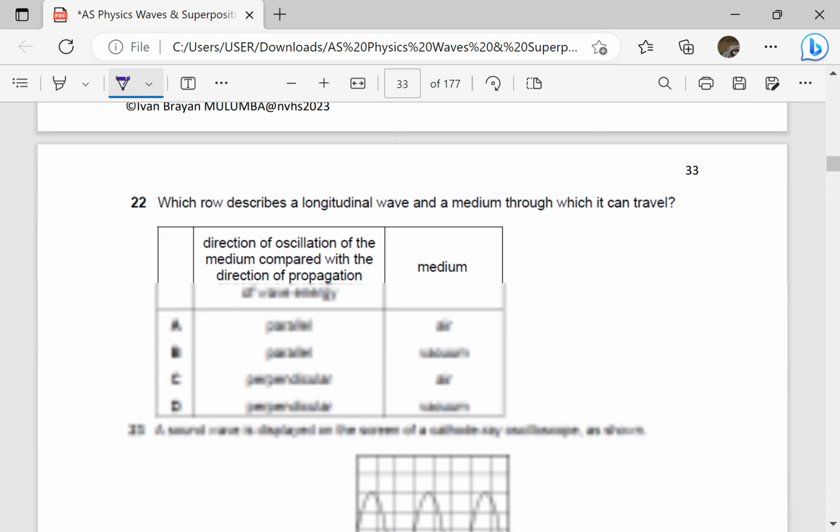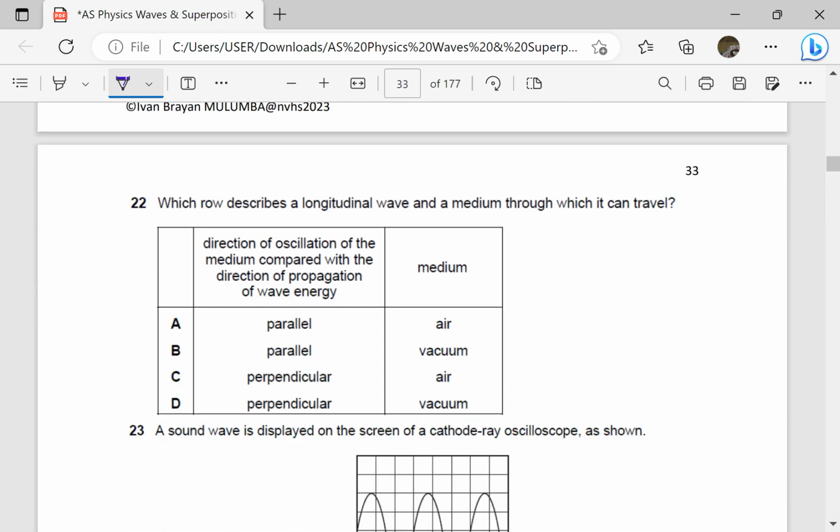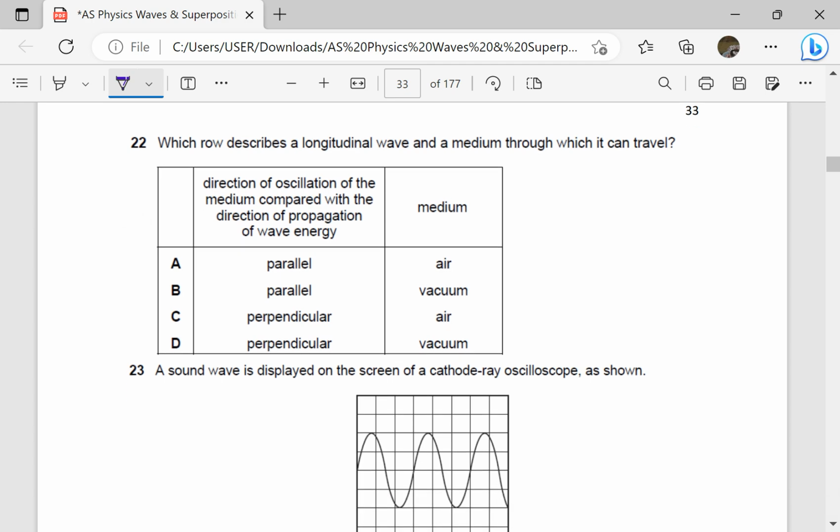Which rule describes a longitudinal wave and a medium through which it can travel? A longitudinal wave must travel through a medium. It can't travel through a vacuum. So we ignore this one and this one. So we remain with A and C. But for longitudinal, the particles vibrate parallel to the direction of propagation of the wave. So the answer is A.